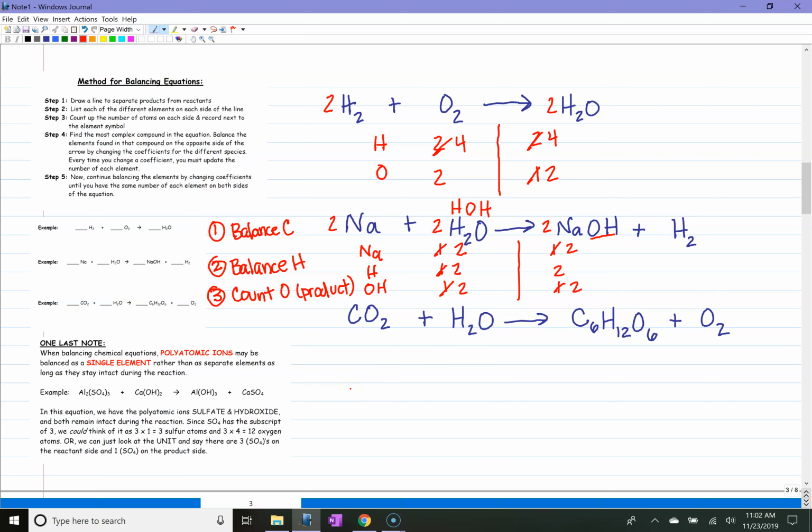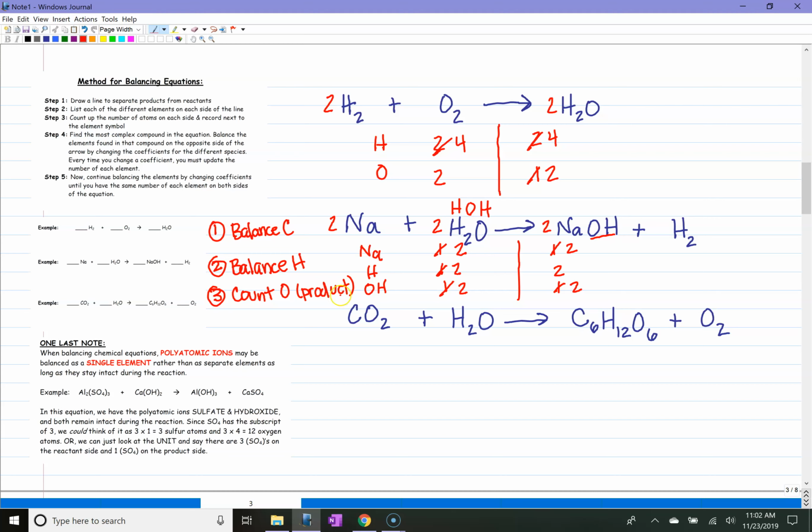Now, this reaction, the combustion reaction, is a little bit backwards because we're actually looking at the equation for cellular respiration here. And what happens in cellular respiration is plants take in carbon dioxide through the pores in their leaves, and they absorb water through their root system, and they're able to produce glucose and give oxygen off as a byproduct through the same pores in their leaves.